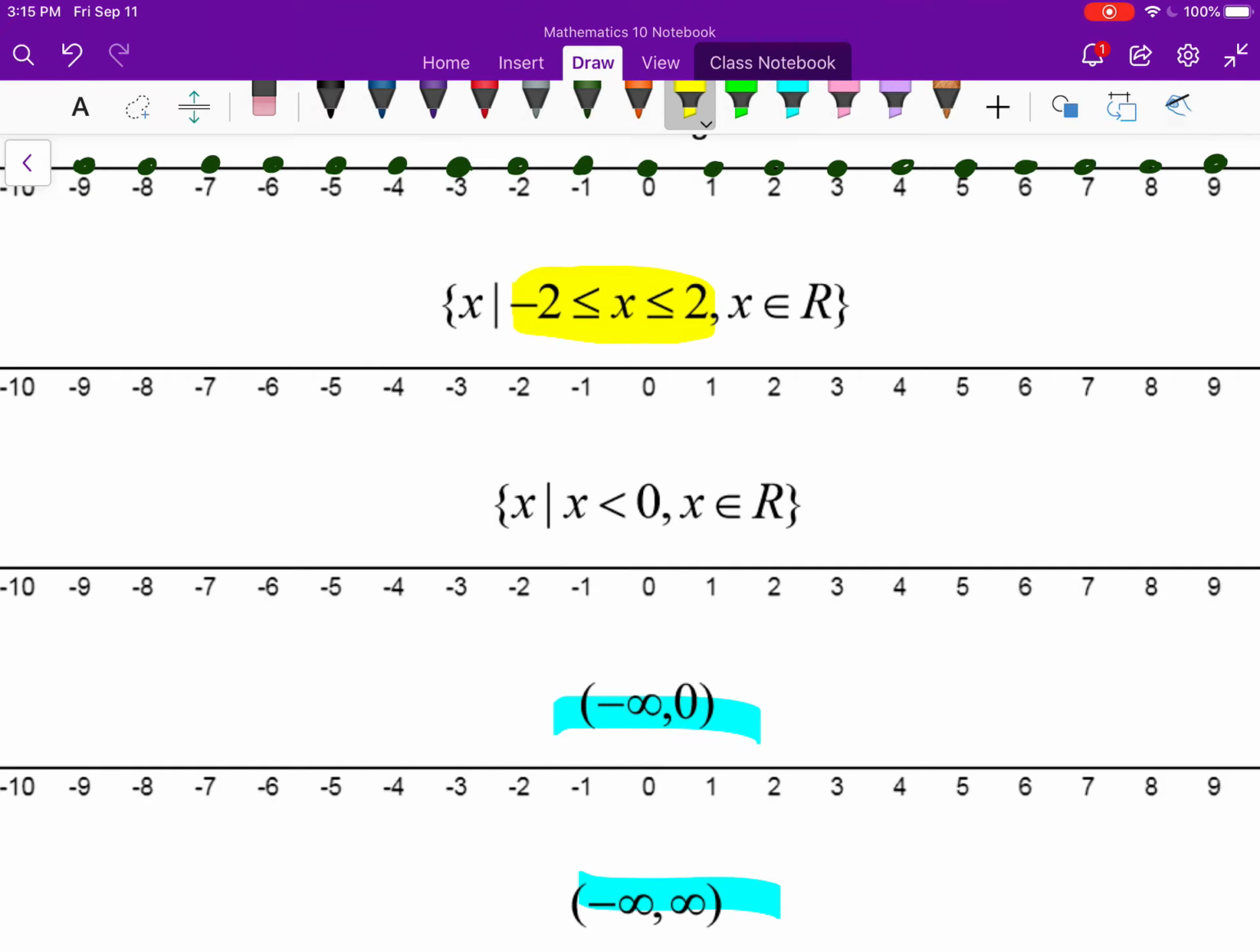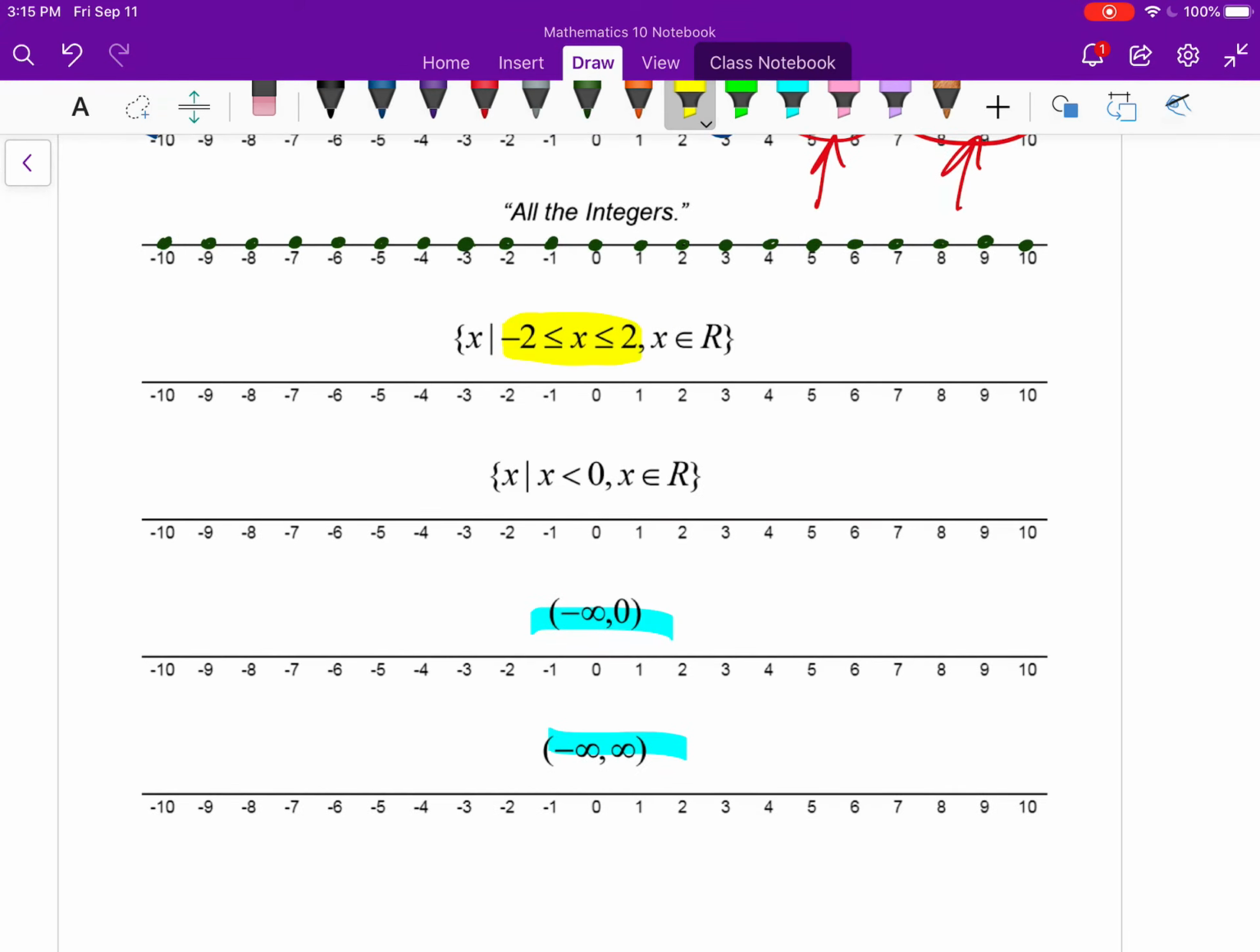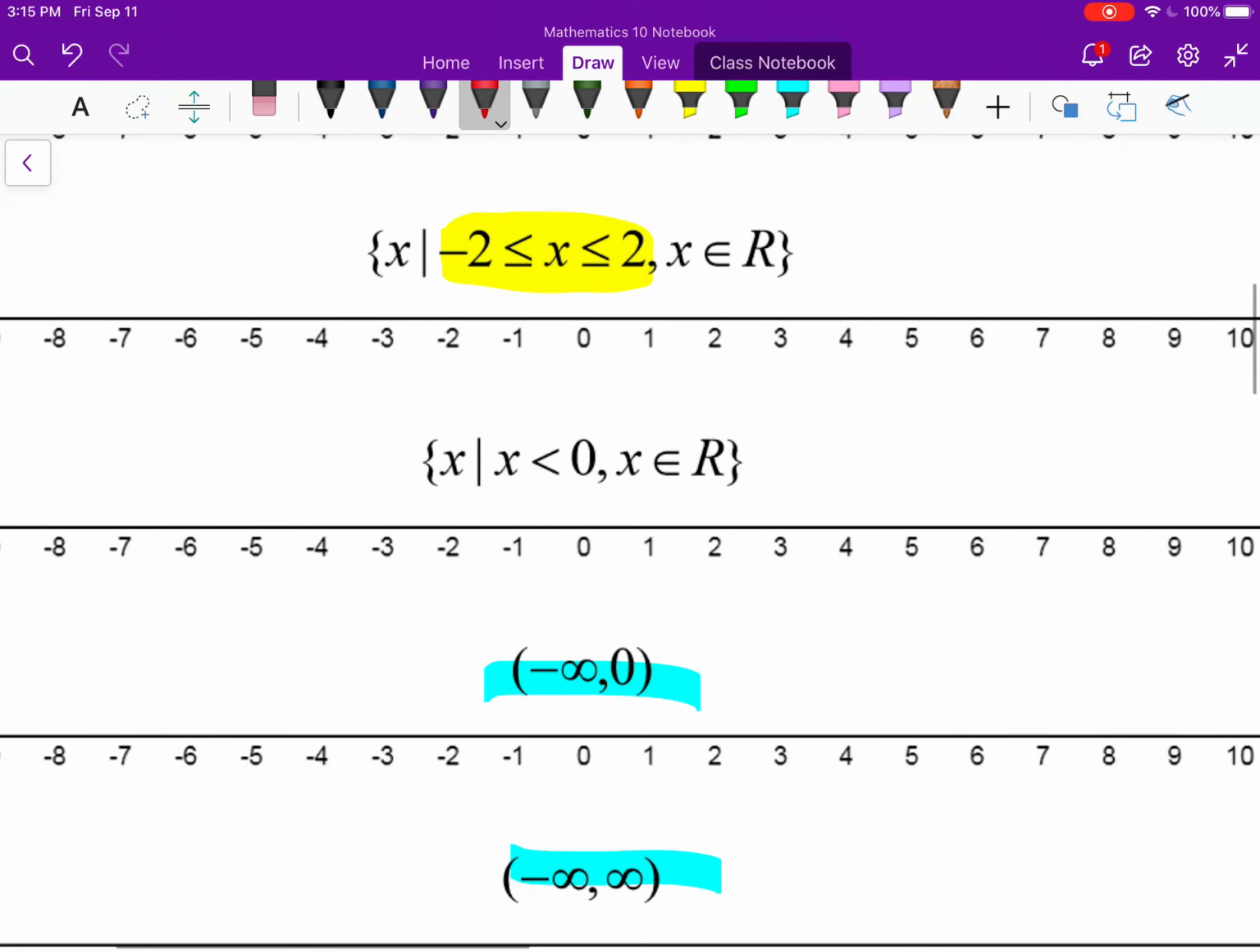So what does this mean? -2 is less than or equal to x, which is less than or equal to +2. Well, in the number line, let's pick this color. I'm going to find -2. And I want to color that in with a filled in circle. And I want to fill in everything on my number line all the way up to +2. And there we go. That there visualizes on a number line all the values from -2 up to 2.